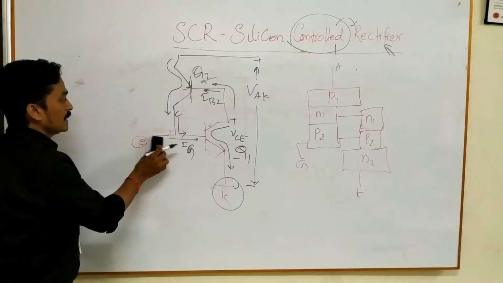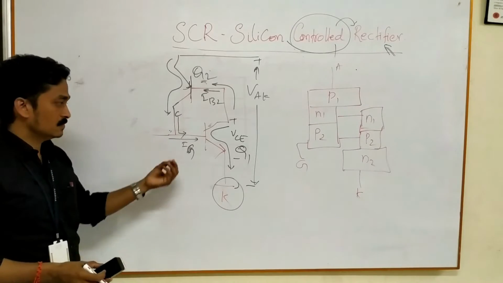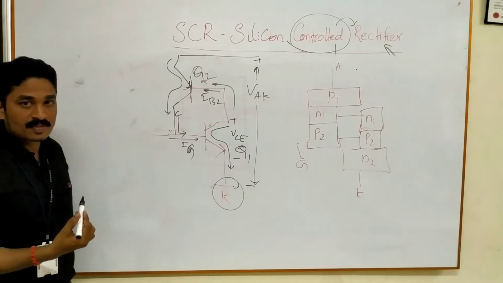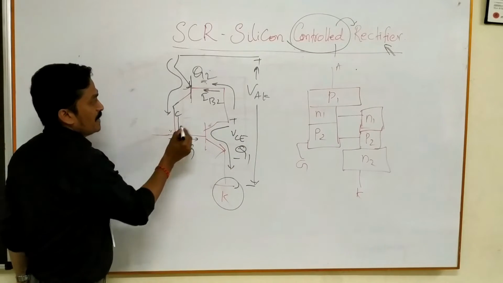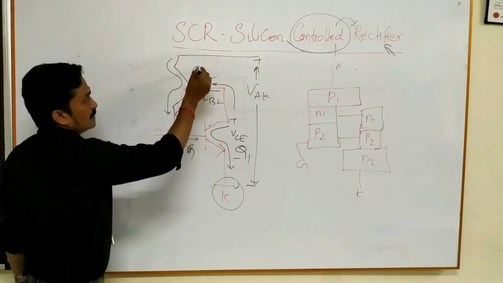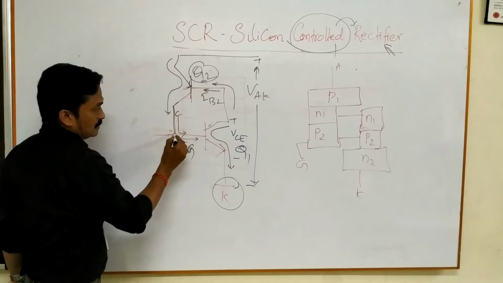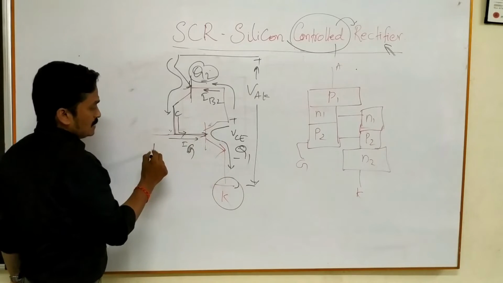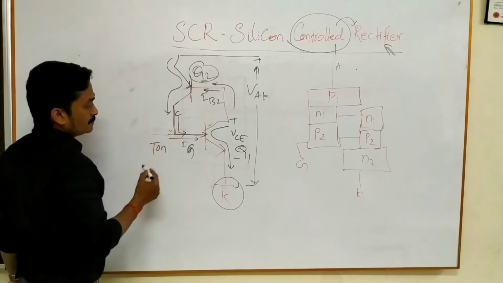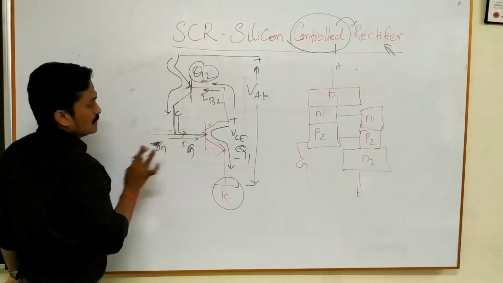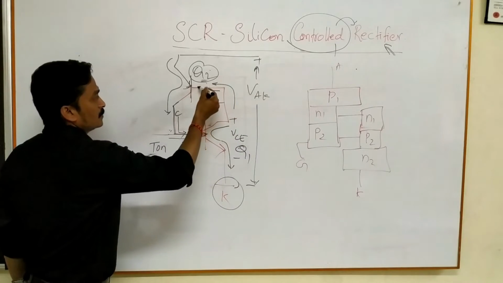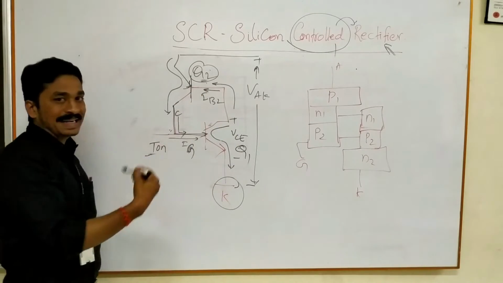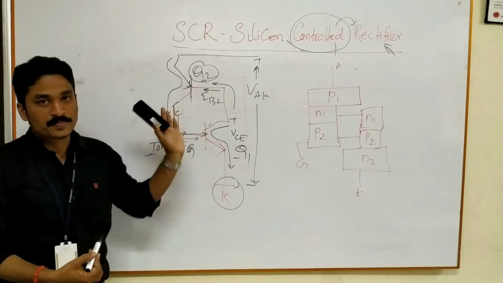Though we remove the gate terminal after a certain second, this process will continue. Clear? Why? Because we have got a feedback from Q2 transistor's collector to base of the first transistor. So once it is triggered on for some time, then what will happen? This will give feedback to the second transistor, and that will give current to the base. So this regenerative process will continue.